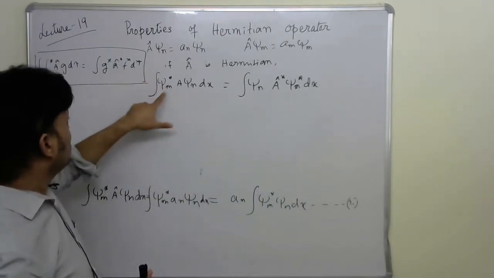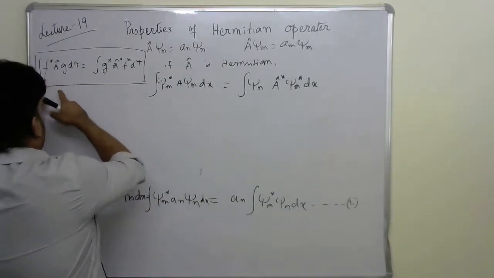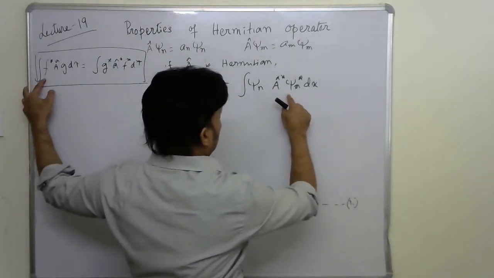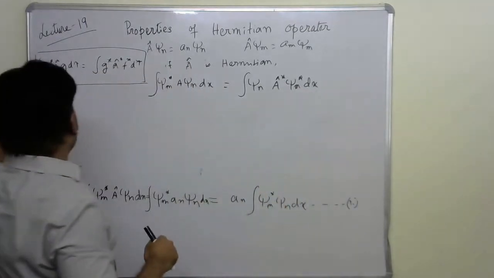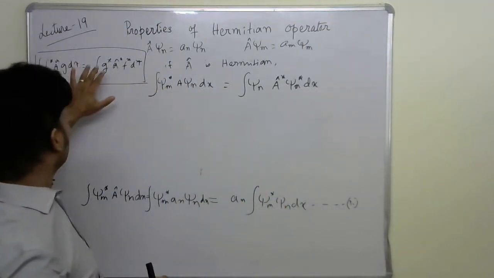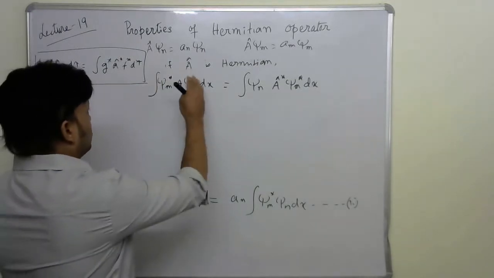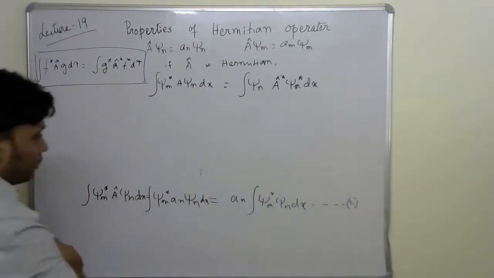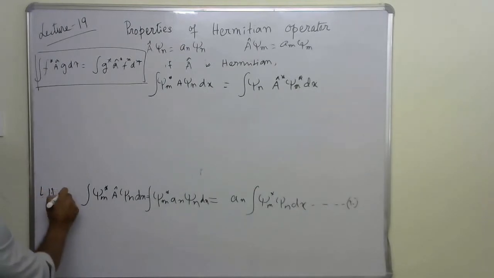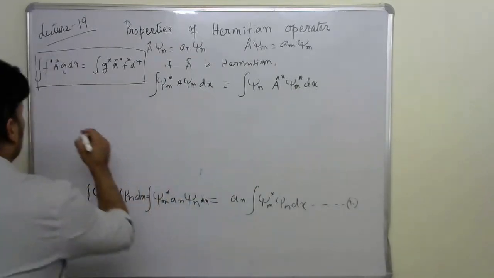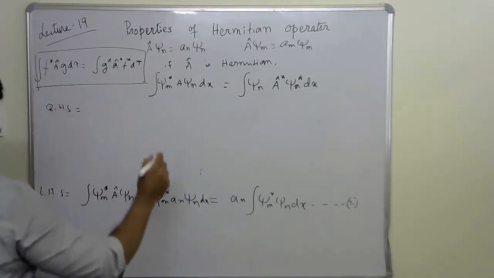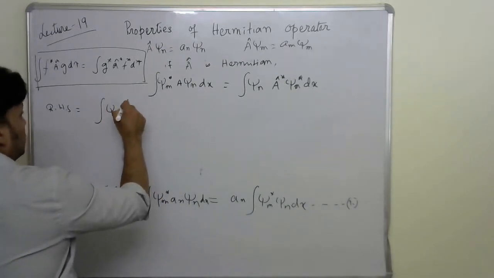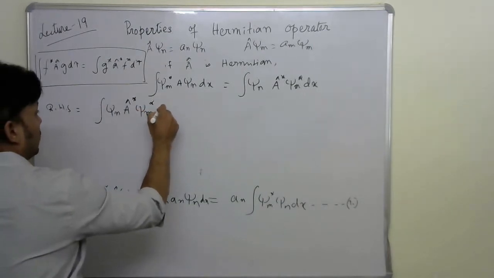What's the condition? I can exactly translate this condition into here. The integral of psi m star A psi n dx is equal to the integral of psi n A cap star psi m star dx. So instead of f we have put psi m, and instead of g we have put psi n. If this is true, then this is my LHS and this is my RHS, so LHS has to equal RHS. Whatever equation 1 we got earlier is exactly my LHS. Now what would be my RHS? RHS should be the integral of psi n A cap star psi m star dx.